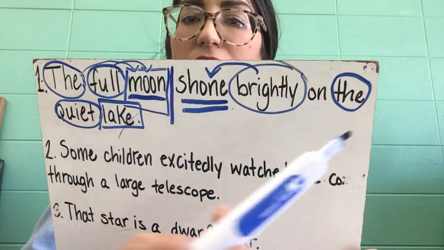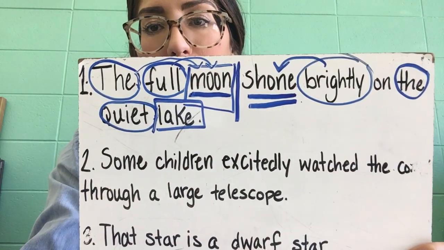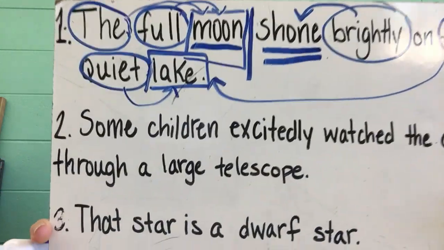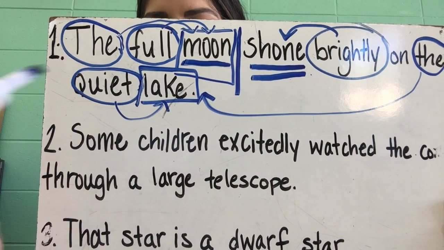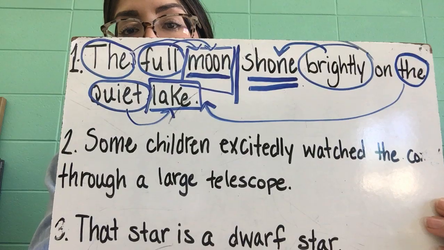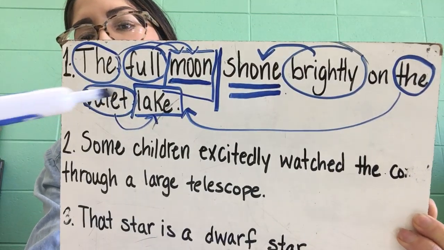There are some more adjectives. The and quiet. So what do those two describe? That's right, they describe the noun lake. So we'll go ahead and put an arrow to lake. Draw your arrows from quiet to lake, because it's describing the noun. They're both describing the noun lake. What kind of a lake? A quiet lake. The lake. Very good. So let's go ahead to number 2.